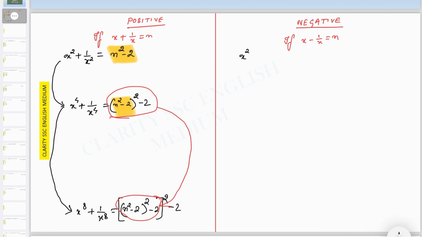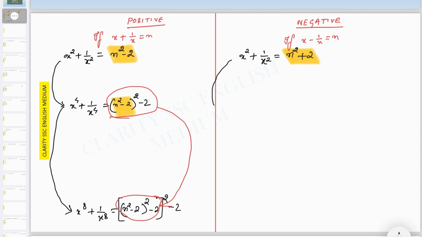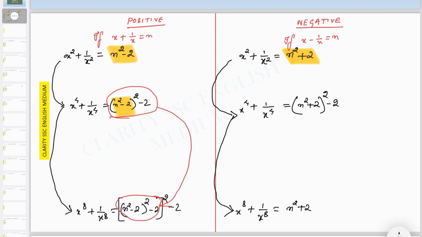x squared plus 1 by x squared is n squared plus 2. See the difference. Plus is here, minus is here. Minus can be seen in the left hand side and plus can be seen in the right hand side. Similarly, right here, x to the power 4 plus 1 by x to the power 4 is (n squared plus 2) whole squared minus 2. The whole expression will come here, minus 2. And again, x to the power 8 plus 1 by x to the power 8 is, the whole expression will come here, ((n squared plus 2) whole squared minus 2) whole squared minus 2.